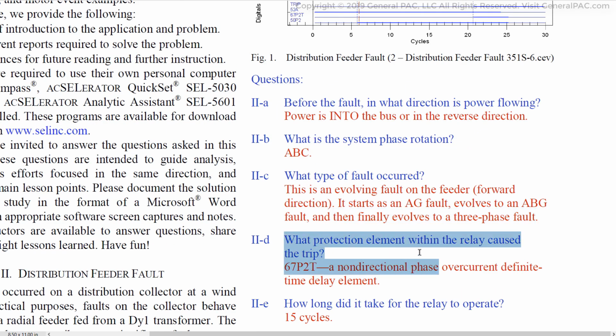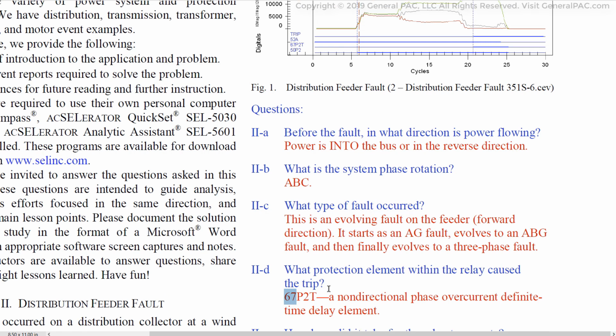So this is all correct. What type of protection element within the relay caused the trip? 67P2T, a non-directional phase overcurrent definite time delay element. So I'm not sure what this means, non-directional. If you look up what the ANSI device number for 67 is, it's actually a directional element. So I'm not sure whether or not this is a typo, but regardless, it's a phase overcurrent definite time delay element that actually operates.